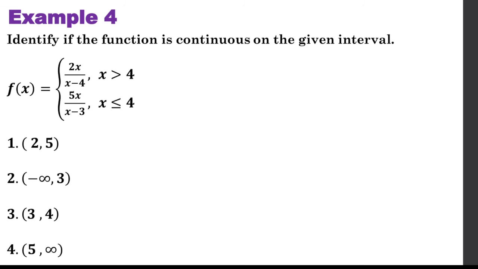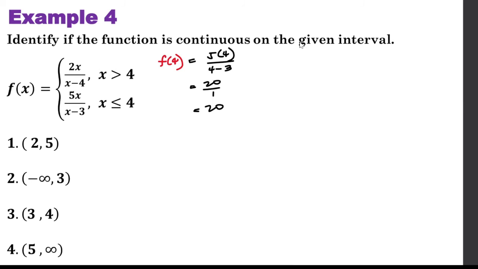So we have to answer 4 items. So before that, let us take a look at our function. So as you can see, we're given a piecewise function, and 2x over x minus 4 is a rational function. Same with 5x over x minus 3. So let's first try to get f of 4. So we're going to use the function 5x over x minus 3. So by direct substitution, we have 5 times 4 over 4 minus 3. So this would be 20 over 1, or simply 20.